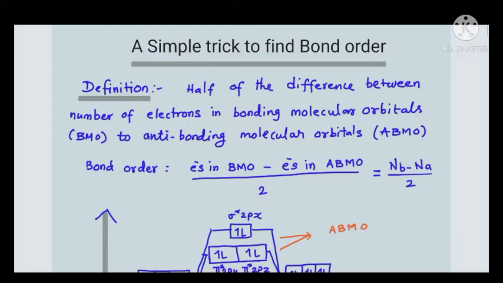In this video I am going to discuss a simple trick to find bond order. How to find the bond order of a molecule. First, let us see what the definition of bond order is.